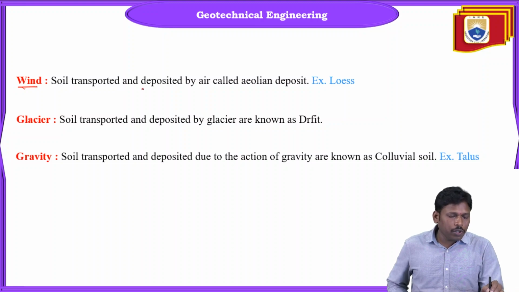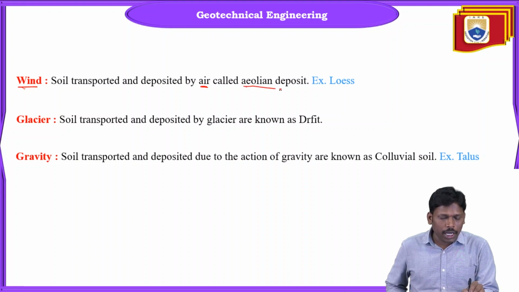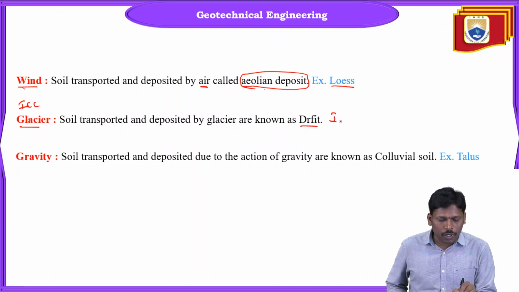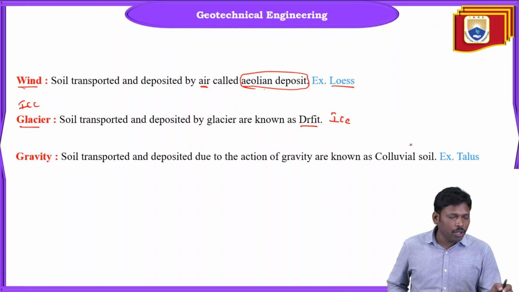Another transporting agent is wind. The soil transported and deposited by air is called what? Aeolian deposit. So like alluvial soil from river water, from the air it is called aeolian deposit. Loess is an example of this aeolian deposit. And glacial: the soil transported and deposited by glaciers is known as drift. So it is due to what? Ice. It is due to ice.